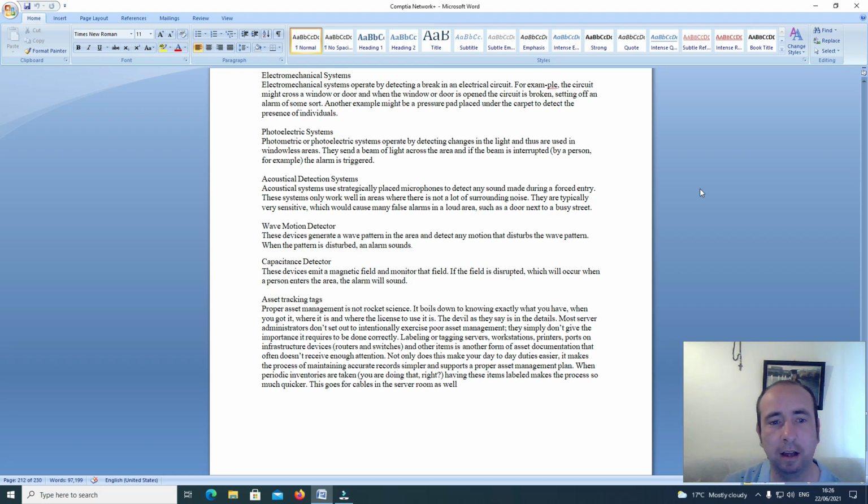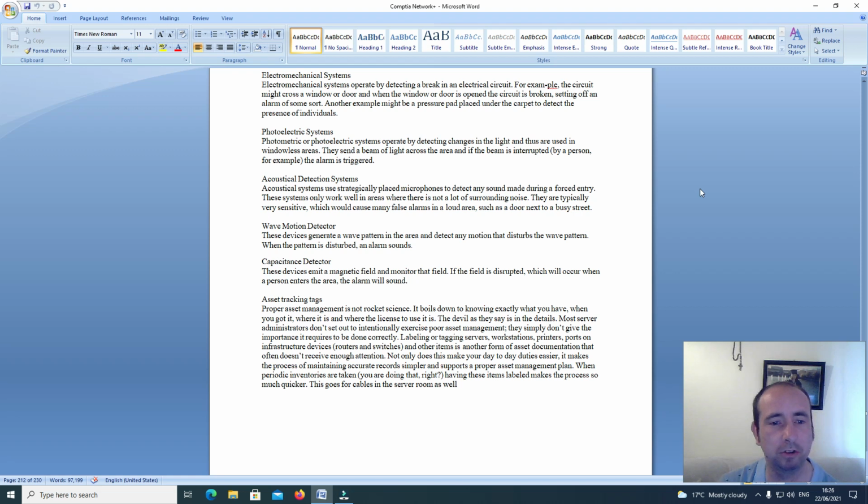Electromagnetic systems operate by detecting a break in an electrical circuit. For example, the circuit might cross a window or door. When a window or door is opened, the circuit is broken, setting off an alert of some sort. Another example might be a pressure pad placed under the carpet to detect the presence of individuals.